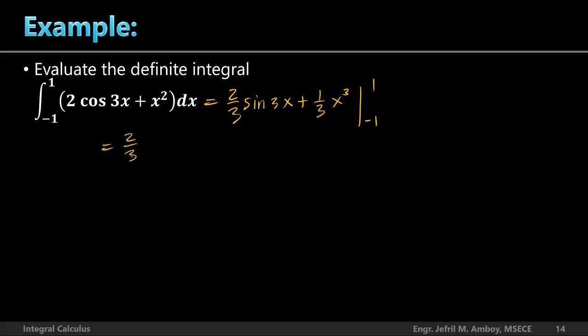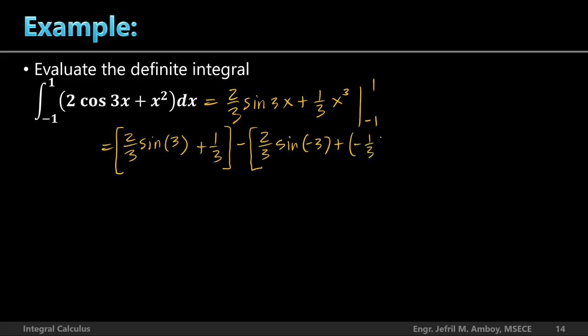This will be 2/3 times sine of, yung x papalitan ko ng 1, so magiging sine of 3 plus 1 cubed is 1, so 1/3 na lang siya. Okay, so yan yung una nating term. Next, minus, lower limit naman, 2/3 times sine of, yung x gagawin kong negative 1. So, magiging sine of negative 3. Tapos ito, negative 1 cubed is negative 1, so magiging plus negative 1/3.